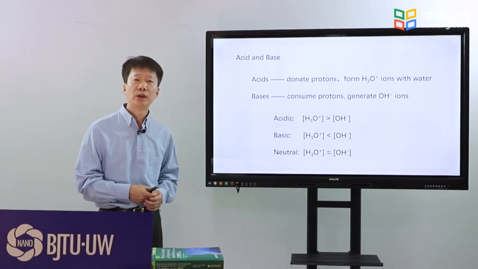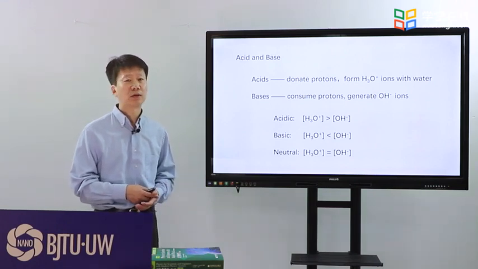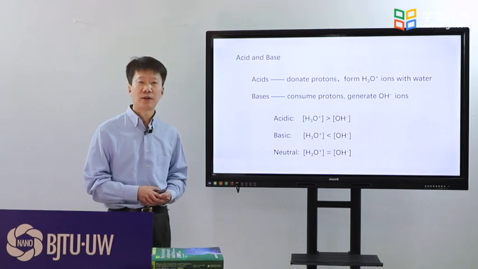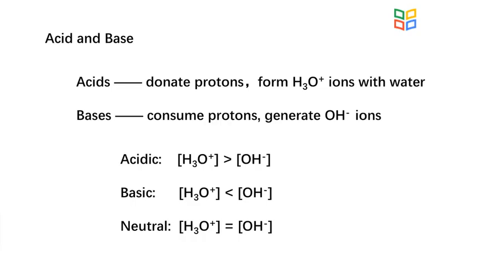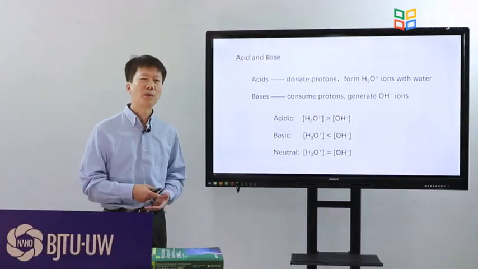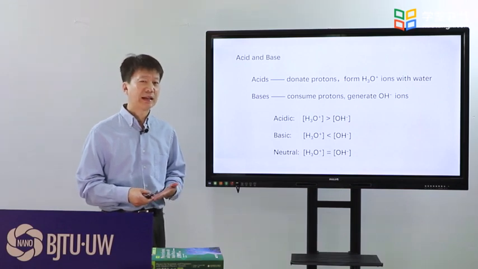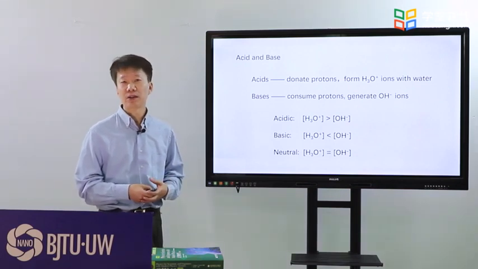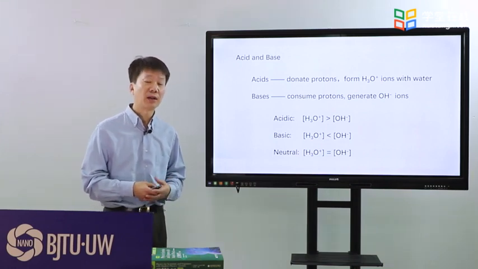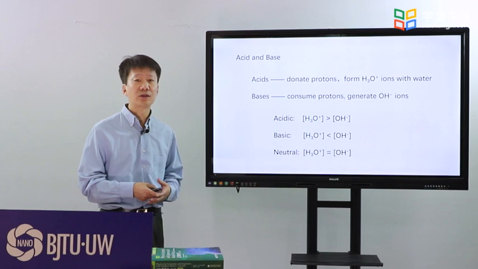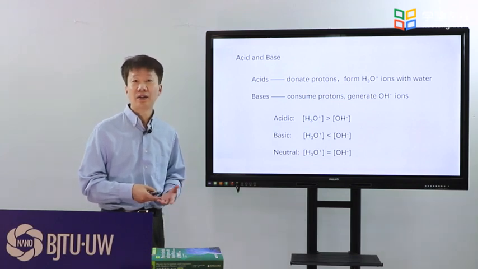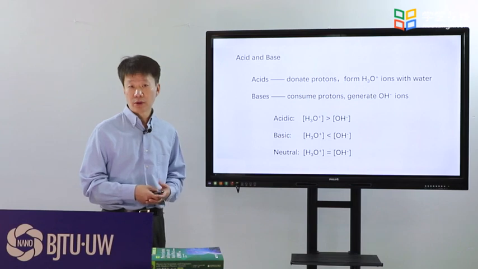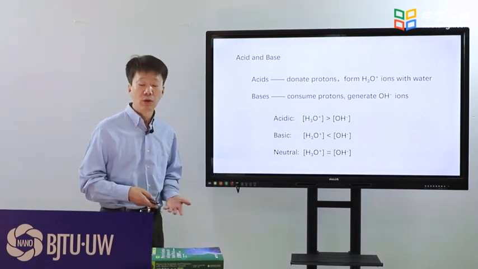In aqueous solution, we often use the Bronsted-Lowry definition of acid and base. The acids donate protons, forming hydronium ions with water. The bases consume protons, generating OH- ions. When we say the solution is acidic, we mean the concentration of proton is higher than the concentration of OH-. Basic means the concentration of OH- is higher, and neutral means the two concentrations are equal.